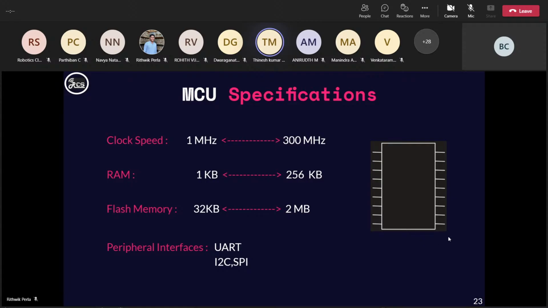Don't worry much about it. I think you don't need it for now. Just know about it. These are communication protocols.